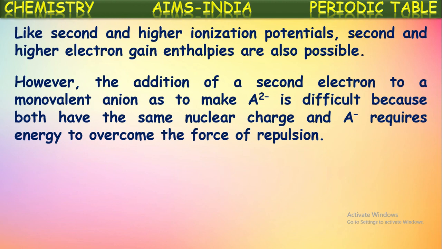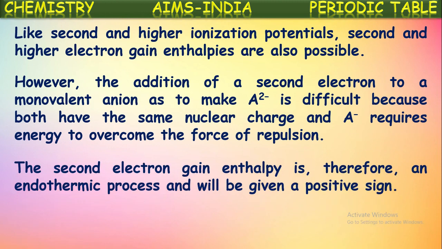It is not being changed. But as extra electrons are being added, negative charge increases. Because of this, the nuclear force of attraction on the incoming electrons decreases. So to hold these electrons all together, to reduce the repulsions between the electrons, the atom requires a certain amount of energy. The second electron gain enthalpy is therefore an endothermic process and will be given a positive sign. So unlike the first electron affinity, second electron affinity is endothermic. Second and higher electron affinities are endothermic.